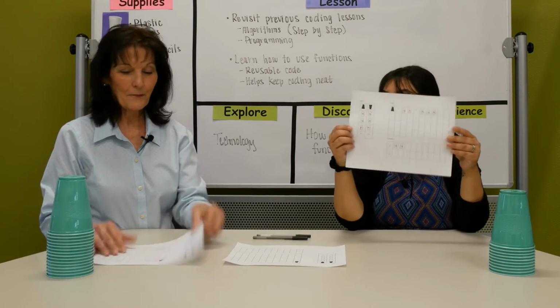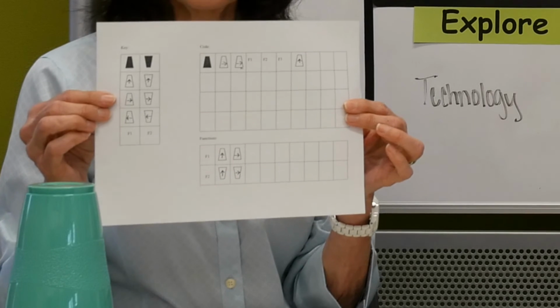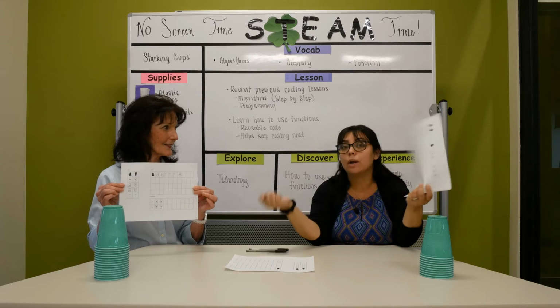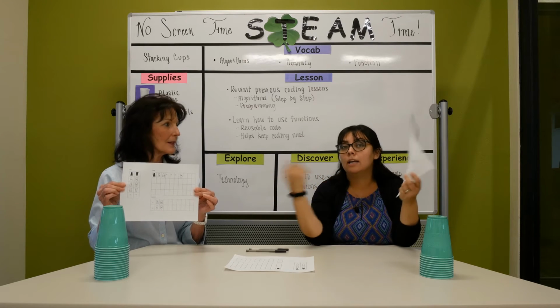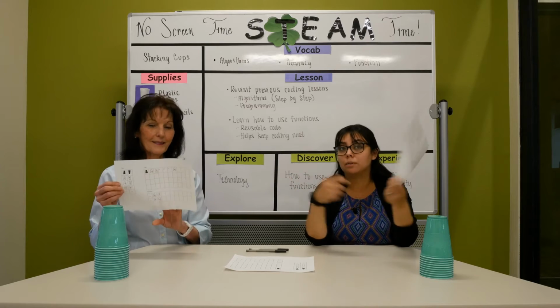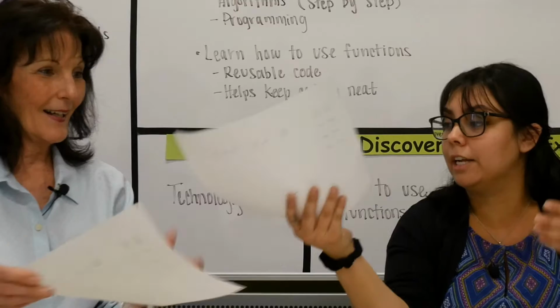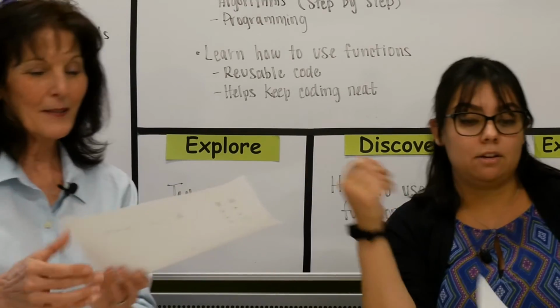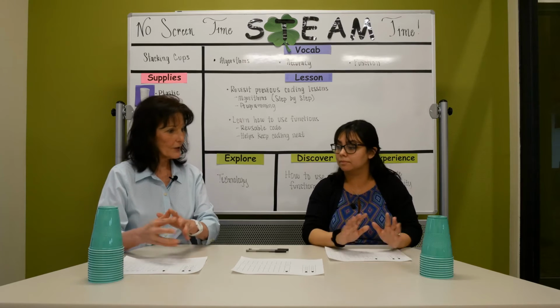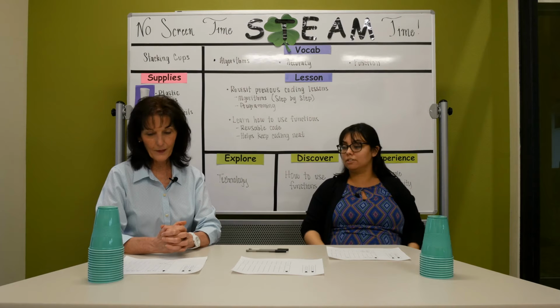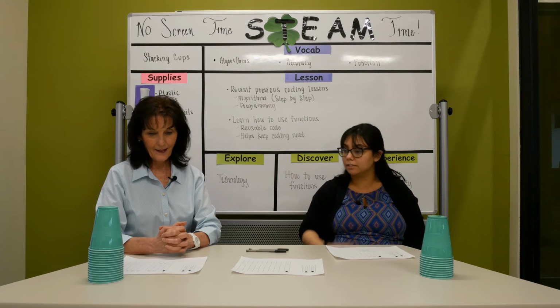So me and Jeanne already filled out ours. So we stacked our cups, we coded them, and now we're going to trade it, kind of like we did with our pixel art, and see if we can follow each other's algorithms, okay? Okay. So here is mine. Go. All right. So should we do these one at a time? I think so. So that way you can kind of go through.